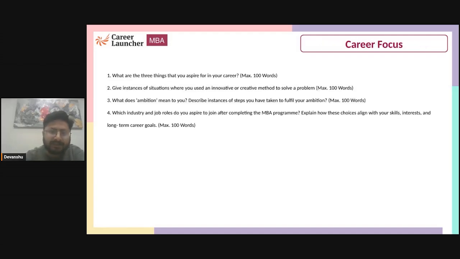Great. The next one would be, what are the three things that you aspire for in your career? Then basically your career aspirations they are talking about. Then give instances of situation where you used an innovative or creative method to solve a problem. So maybe you have to describe the problem and what are the innovative methods that you have used to counter it. That you have to mention.